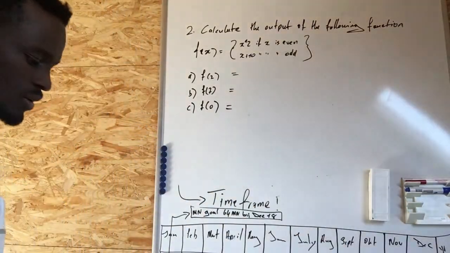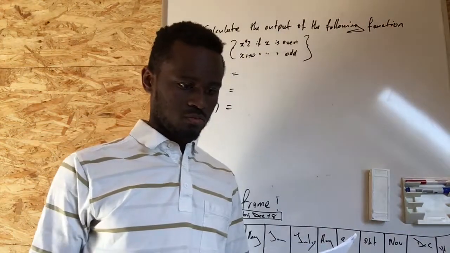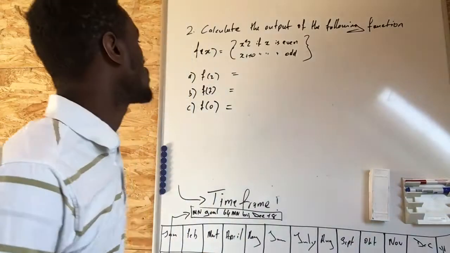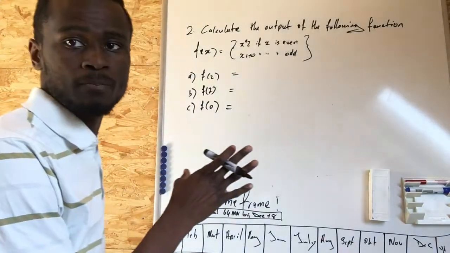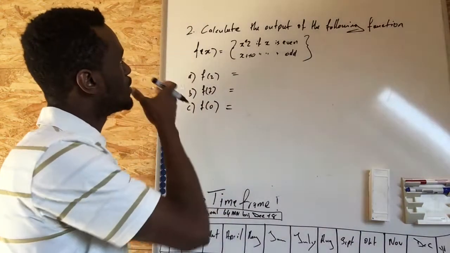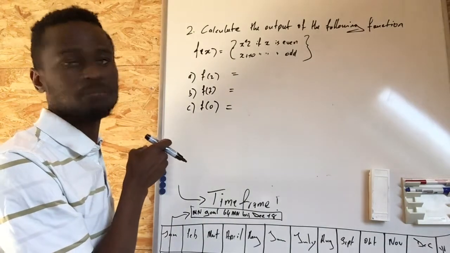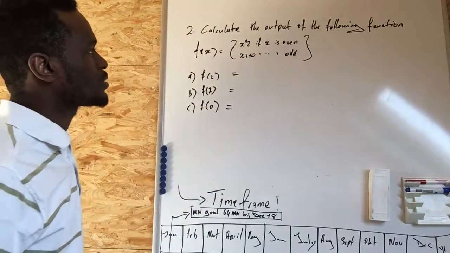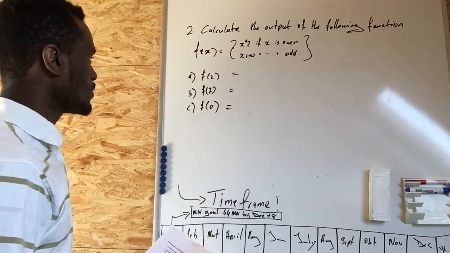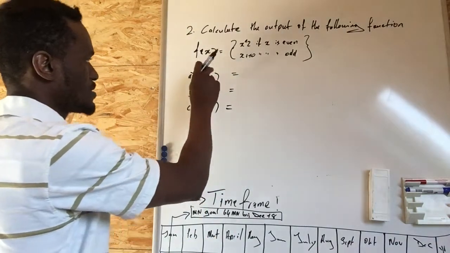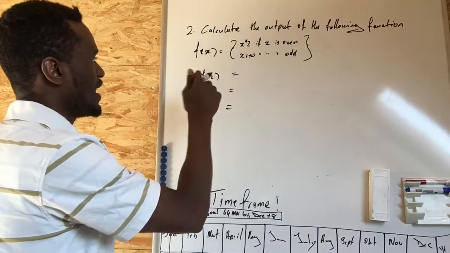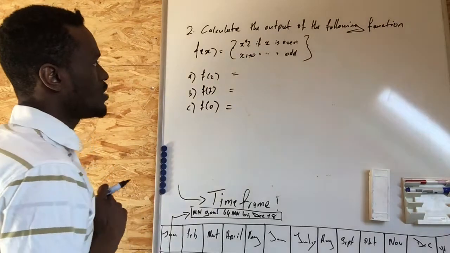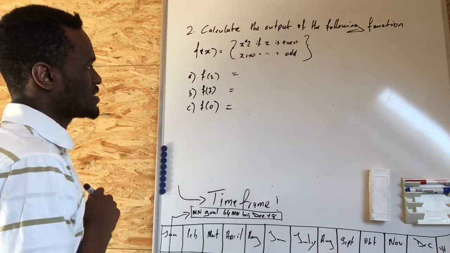Okay, now question number 2: calculate the output of the following functions. So I already mapped out the questions here. The question says calculate the output of the following function. f(x) is equal to x to the second if x is even, or x plus 10 if x is odd.